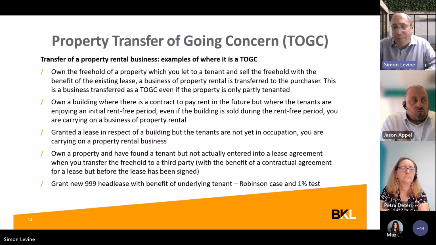So if you sell a vacant property, but there's an agreement for lease with the potential tenant, and the only reason the lease hasn't been granted is that it hasn't been finished yet, that can be a TOGC. And then when you're granting a 999-year head lease with the benefit of the underlying tenant, it's what we call the Robinson case. That can be a TOGC, but only if the value of the freehold of the part that's transferred is less than 1% of what it was before the 999-year lease was granted.